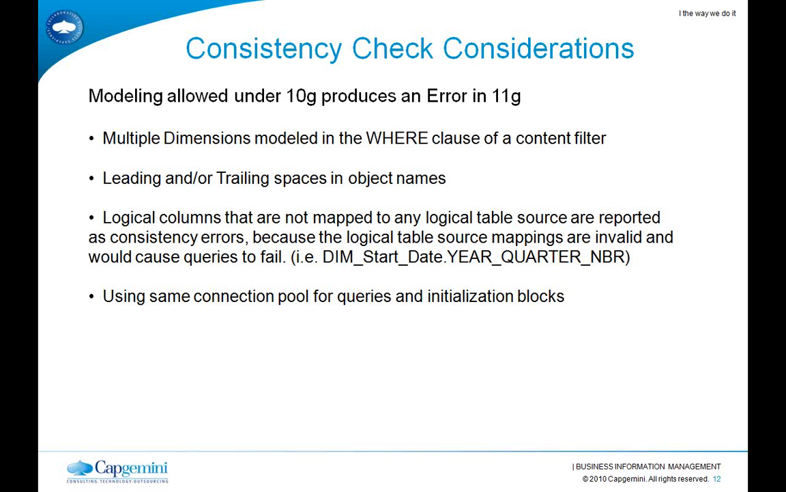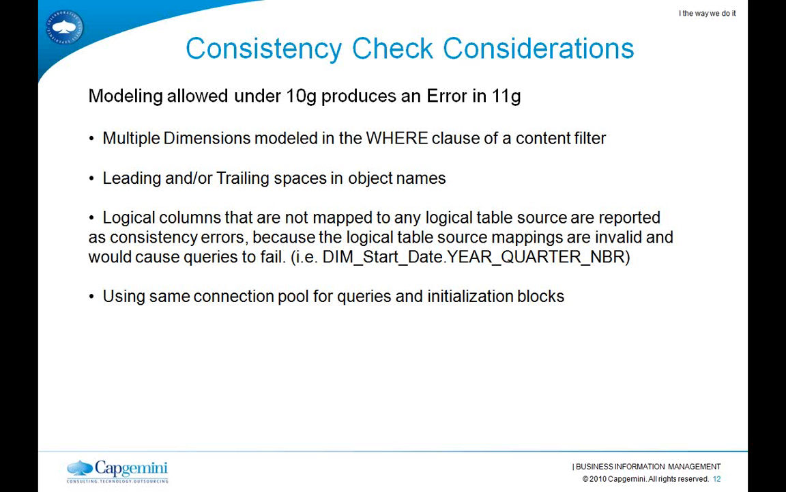Leading and trailing spaces have always come up with the 10G consistency check, but they will cause issues in 11G. Then the logical columns, and there's an example out of the box, a column called dim start date, year, quarter, number. You've got to make sure your columns are mapped correctly to logical table sources to prevent any issues there.